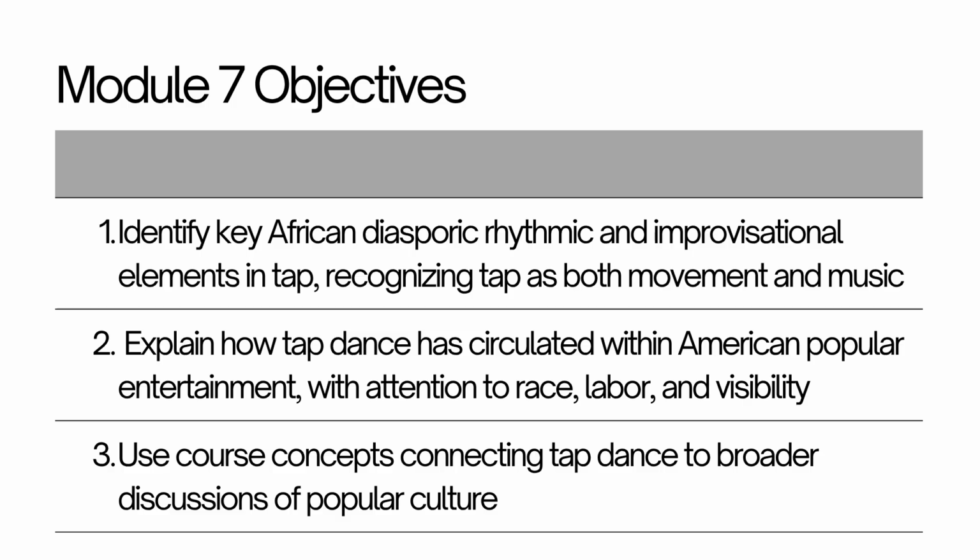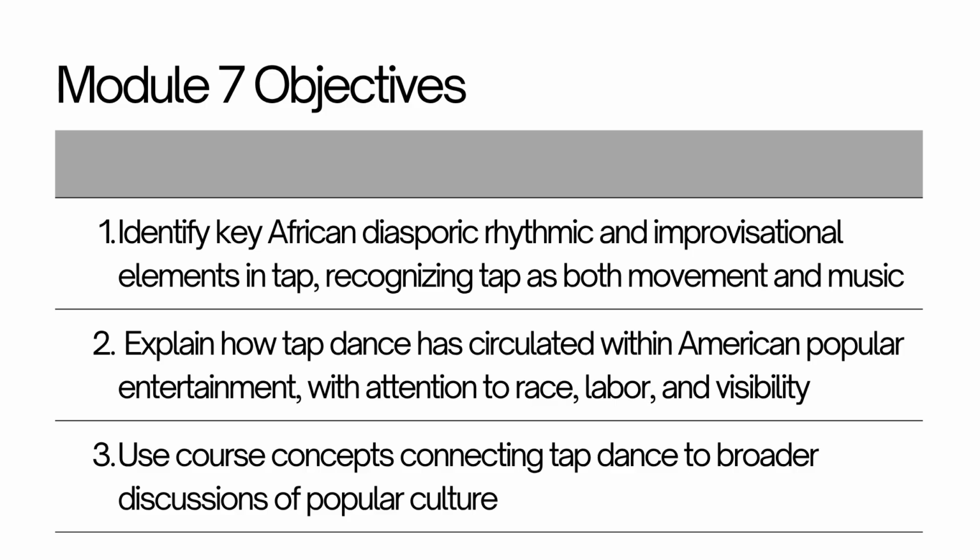By the end of this module, you should be able to identify key African diasporic rhythmic and improvisational elements in tap dance, recognizing tap as both movement and music. Explain how tap dance has circulated within American popular entertainment with attention to race, labor, and visibility. And use one course concept to analyze a tap performance or artist, connecting tap dance to broader discussions of popular culture.